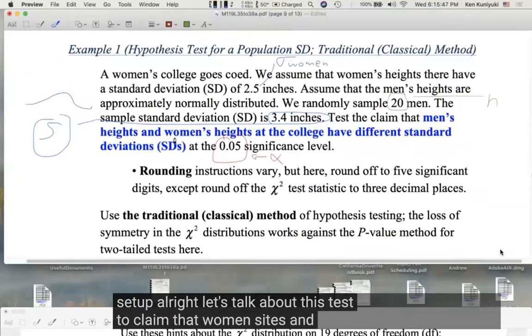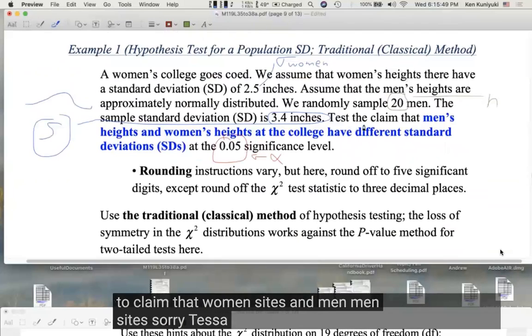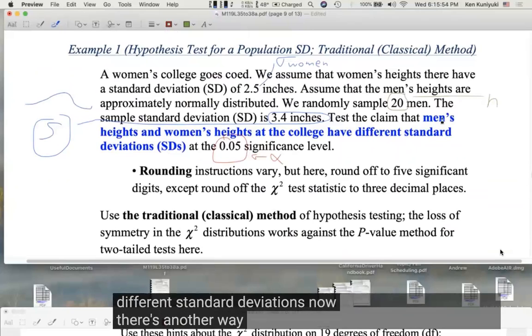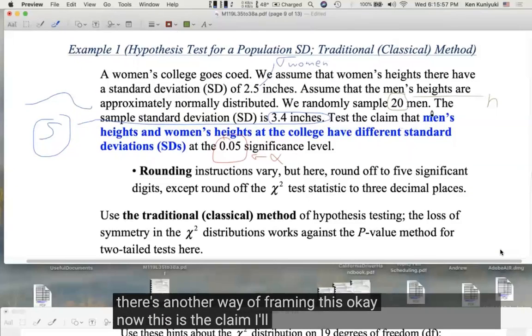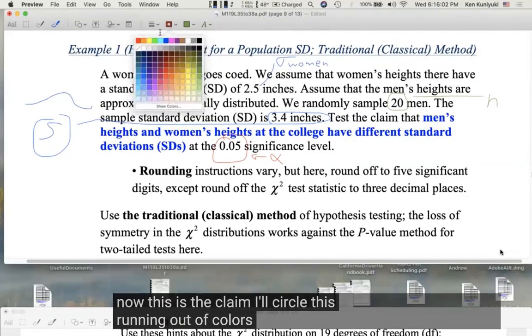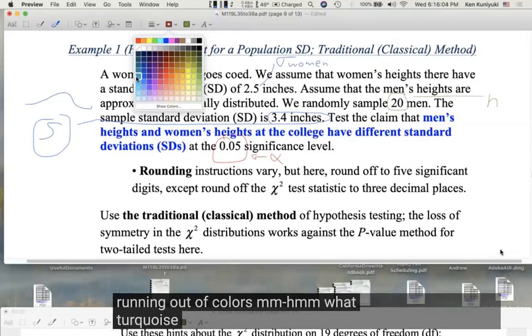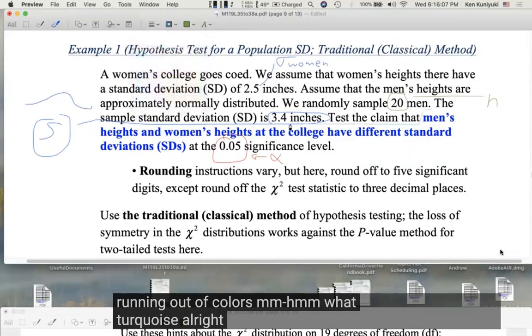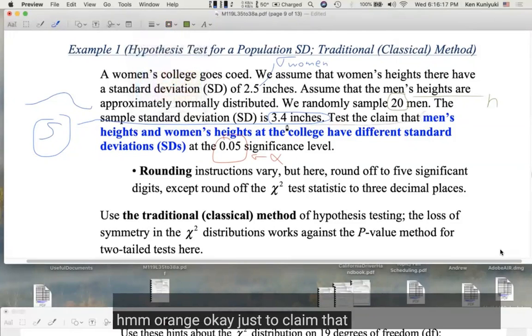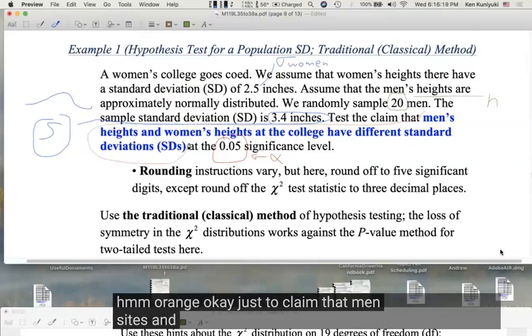Test the claim that men's heights and women's heights at the college have different standard deviations. Now, there's another way of framing this. Okay, now this is the claim. I'll circle this. Running out of colors. What, turquoise? All right. Just to claim that men's heights and women's heights at the college have different standard deviations.